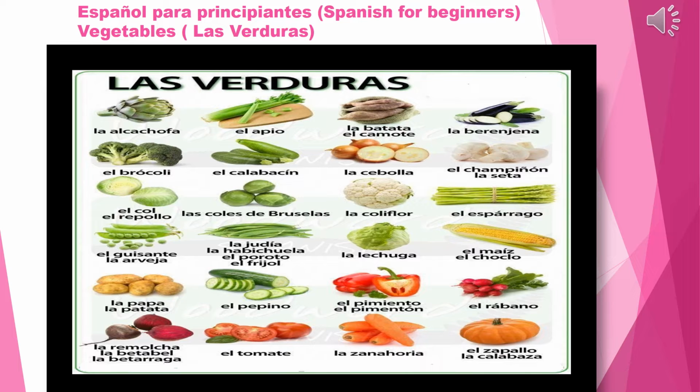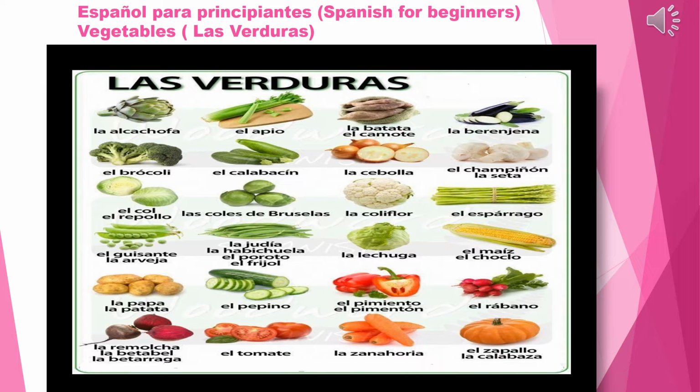The third one is la batata. La batata is sweet potatoes, or you can say it el camote. So if you are a Kamba and you are Kenyan, and you hear el camote, you will know what it means. But actually, el camote means sweet potatoes in Spanish.